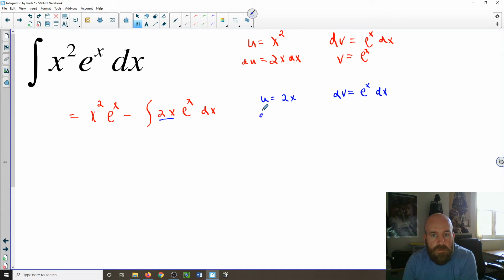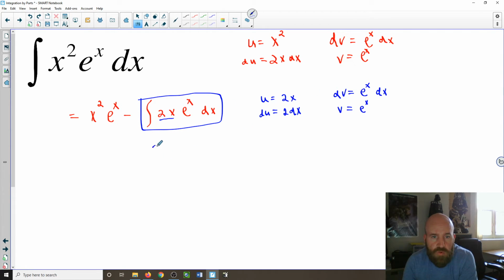So du is 2 dx. Now we could have pulled the 2 out front if you want and then just have your u be x. We could do that as well. So v would be e to the x. And we run through integration by parts again. So keeping in mind that this is the integration that we're doing right now. Okay, that's the integration by parts. So we need to keep it separate.